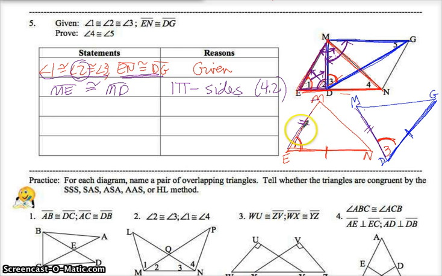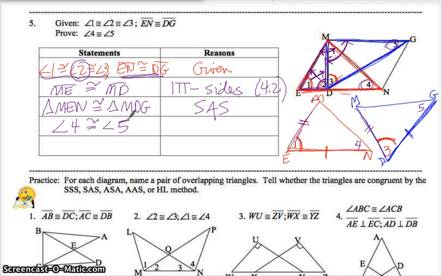Now you can see that what is true here is that we have 2 triangles congruent. Triangle MEN is congruent to triangle, well, I went from 2 to the angle to 1, 2 to the angle to 1, so it's MDG. Why? Because of SAS. And then notice, where's my 4? My 4 is down here at the letter N. My 5 is up here at the letter G. So I can immediately go to angle 4 is congruent to angle 5.